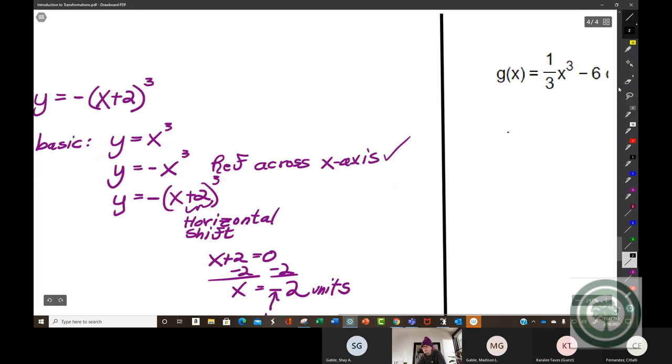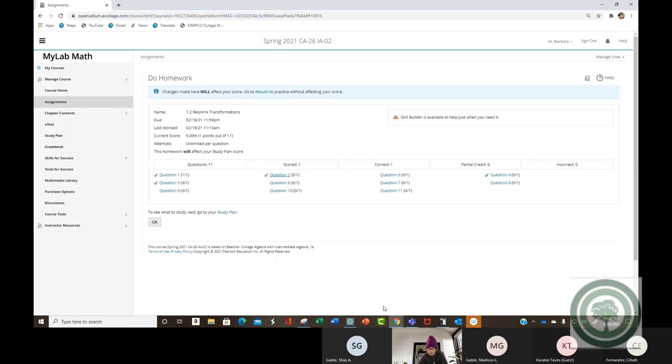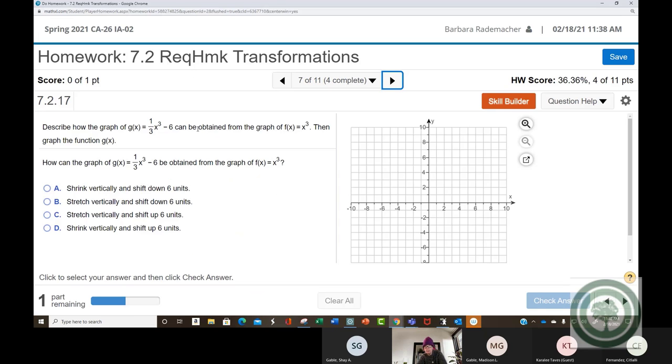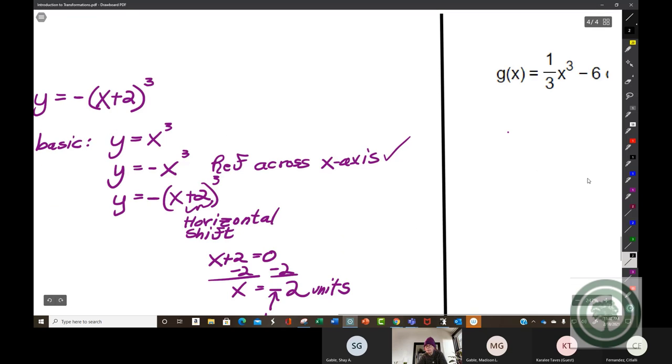Okay, here's what we've got. 1/3 times x to the third minus 6. So just make sure that's what I had. Yes. Okay. So, the basic graph or basic function is y equals x to the third.